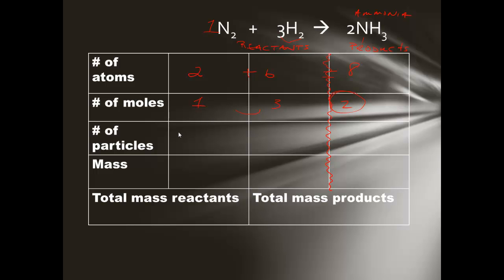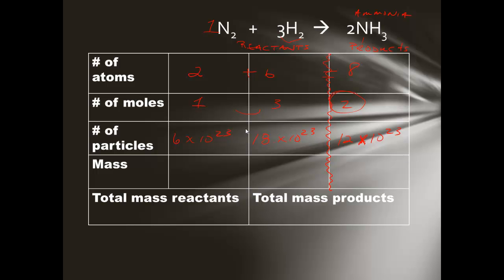We could also look at it in terms of particles. If I put in Avogadro's number, 6.02 times 10 to the 23rd, but I'm going to keep the number simple and just call it 6 times 10 to the 23rd. So if I had 1 mole of the particle, 6 times 10 to the 23rd, here I've got 3. If I do 6 times 3, that's 18 times 10 to the 23rd. And then over here with the 2 in front of the ammonia, I would have 2 times 6, which is 12 times 10 to the 23rd. Getting my numbers confused there. Okay, so it does not equal again.